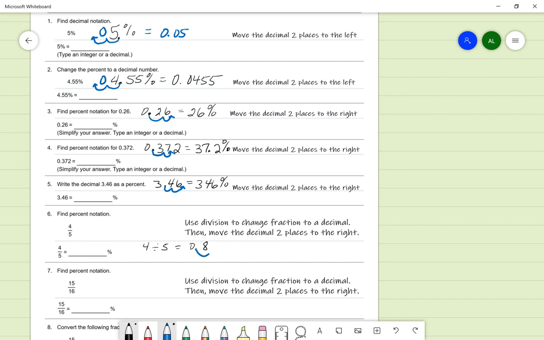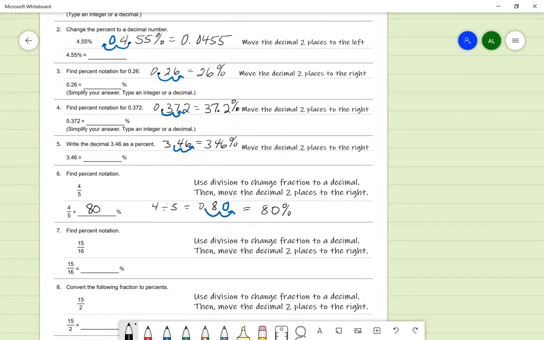So we're going to move it once. In order to move it twice, we need to add a 0. Now it's behind this 0, so the percent is 80%. 4/5 is equal to 80%.